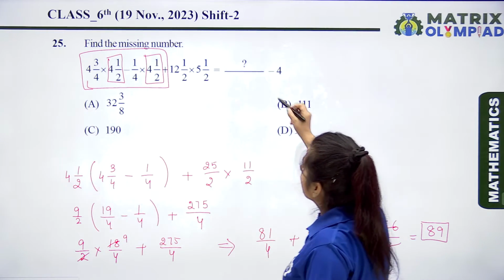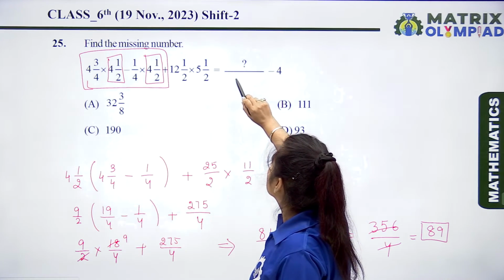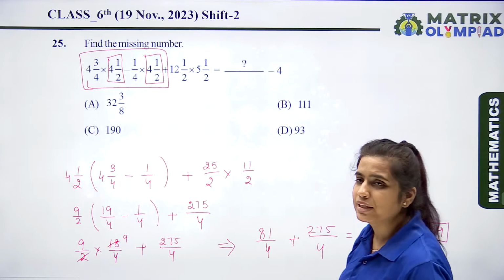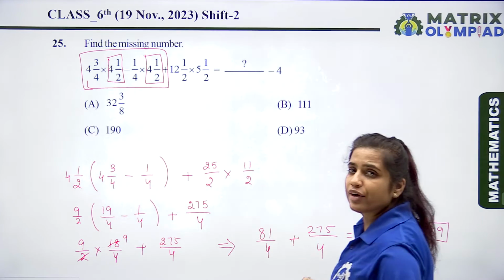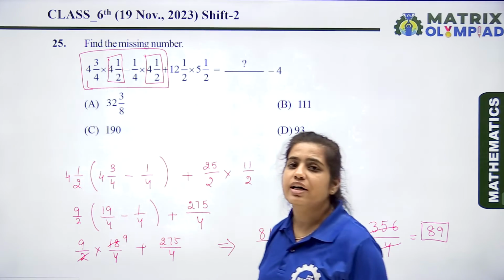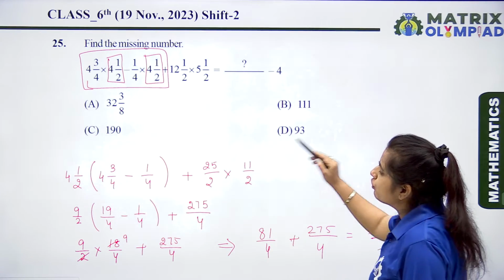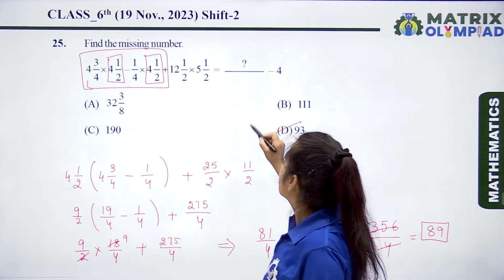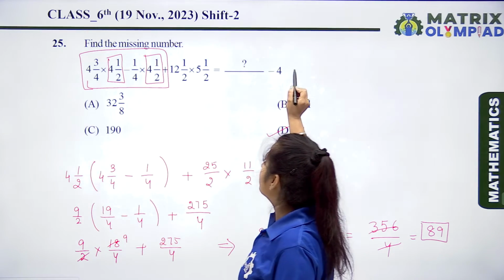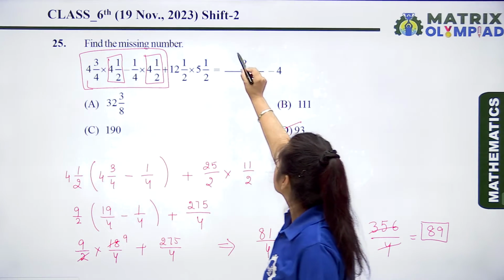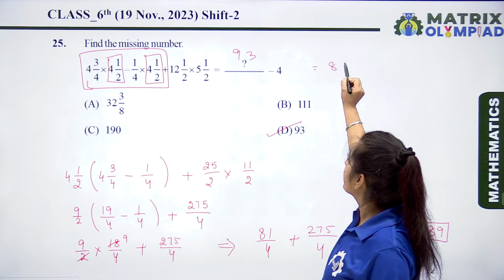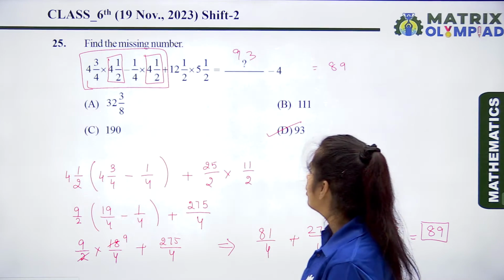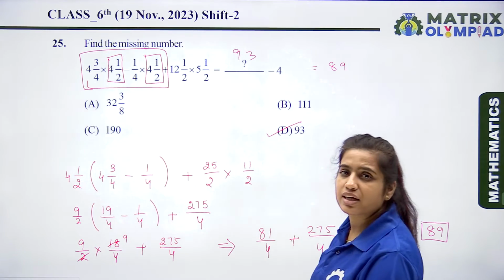Now here which value we will put here so that after subtracting 4 from that missing term we can get the same answer, that is 89. So let's find out of these 4 options which is the correct value. Out of these 4 options, we can say that option D is that value which after subtraction gives us 89. Means 93 minus 4 gives us 89. Only then left hand side and right hand side will be equal. So here option D is the correct answer.